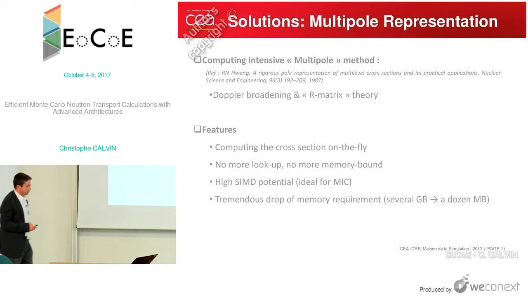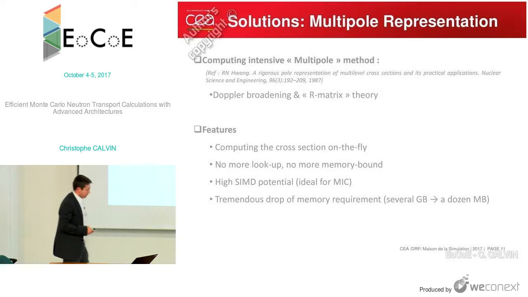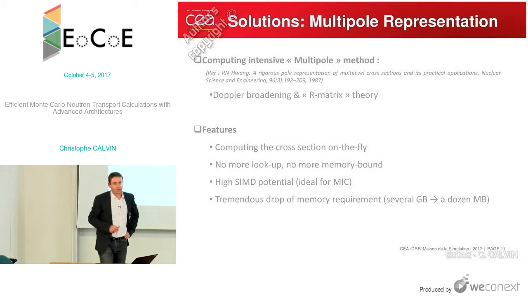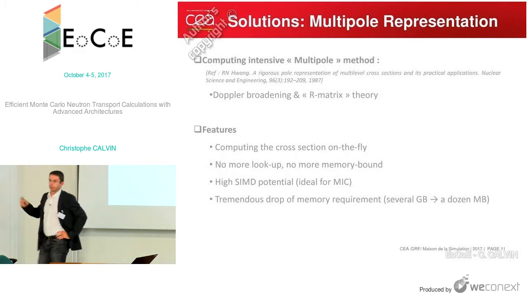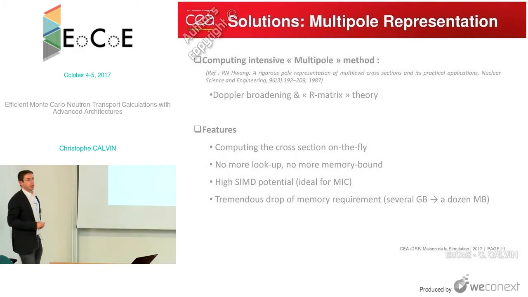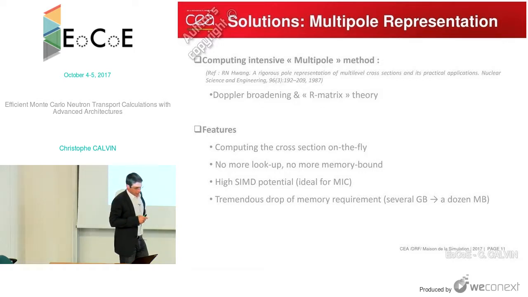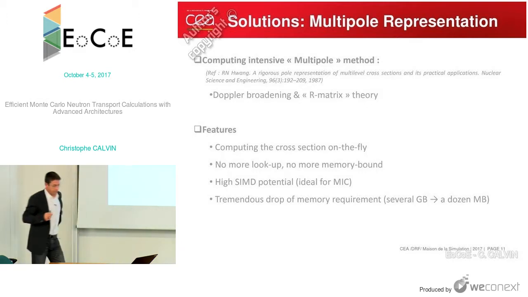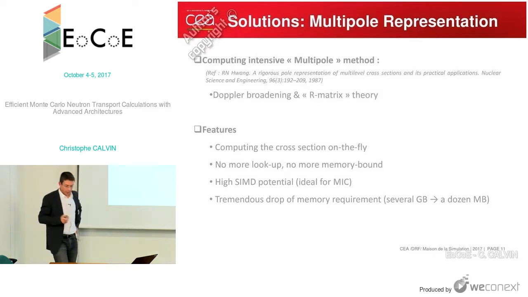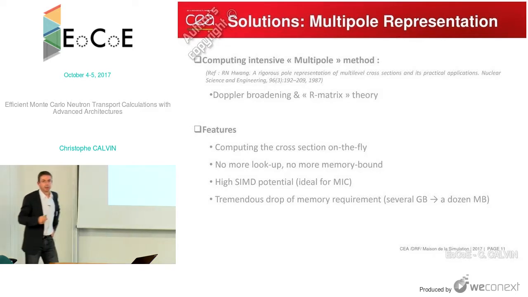And we look at the multipole method, where all the cross-sections are computed on the fly and not stored in memory, are not pre-computed. The main advantage of this method is we drastically decrease the memory footprint, and so we can imagine some calculation that we cannot achieve using the first approaches.